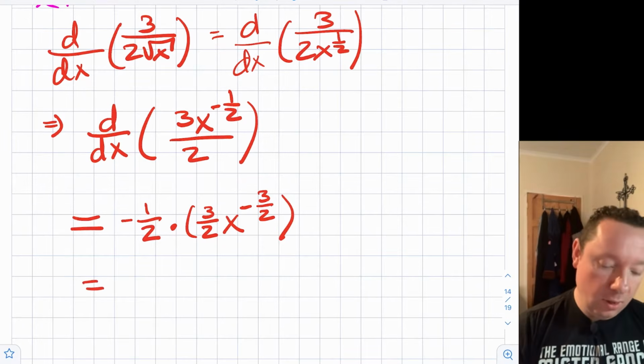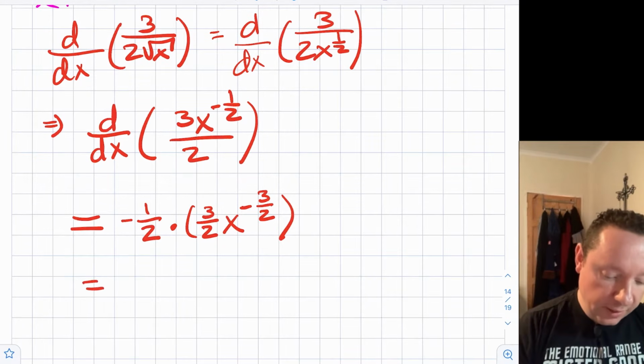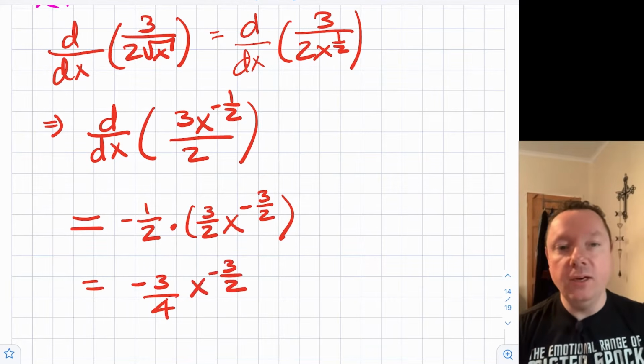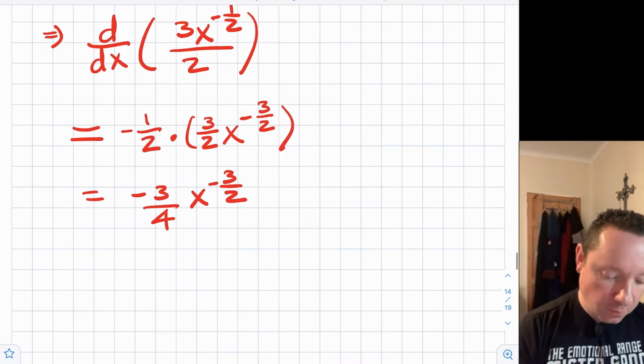Multiplying out our fractions, minus 1 times 3 is minus 3, 2 times 2 is 4. So we get minus 3 over 4 x to the minus 3 halves. And that would be a perfectly acceptable answer. But let's tidy it up and make it all positive.